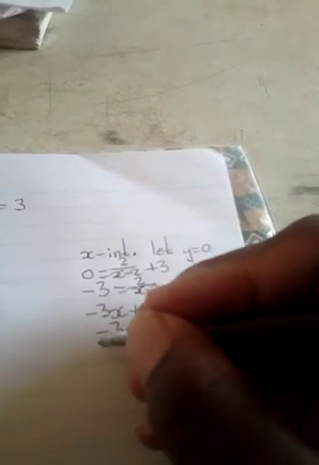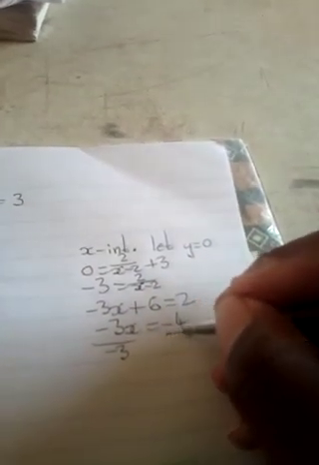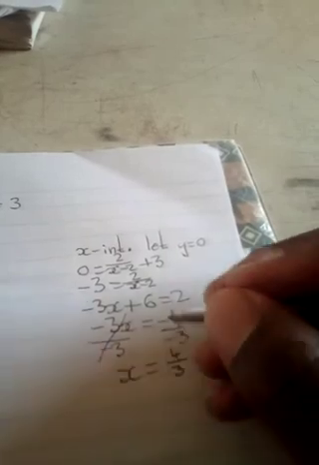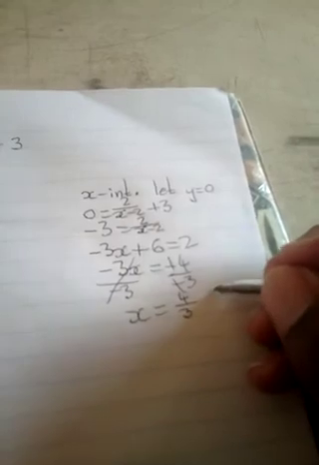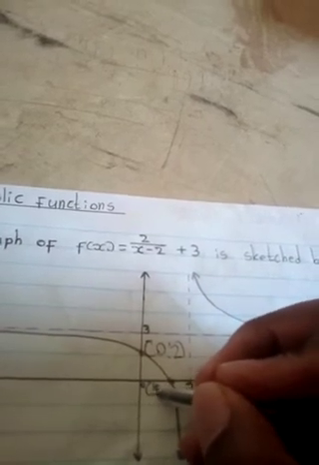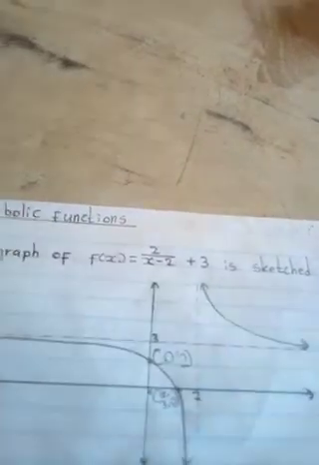If we divide both sides by minus 3, we get that x here is equals to 4 over 3, because this will cancel here. As a coordinate, we can say 4 over 3 and 0. Let's put that here. It's 4 over 3 and 0 here. Believe you understood that. Let's move to 3.3.